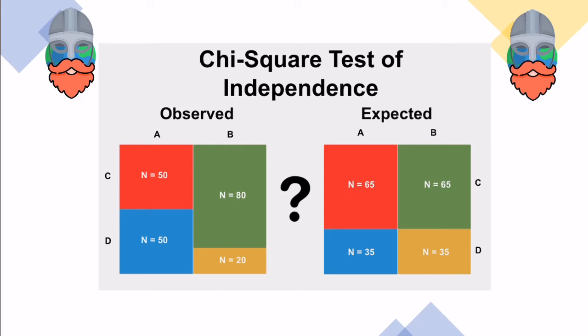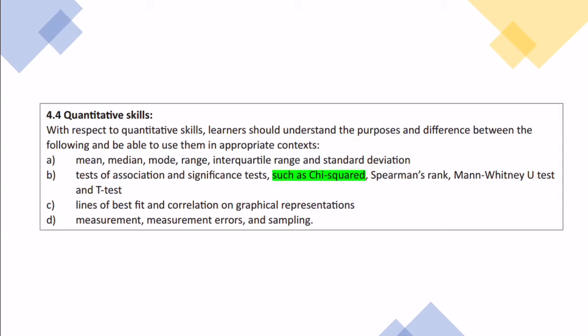In today's video, we're going to look at another stats test called chi-squared, and this is again something you can use in your NEA projects for A-level geography. It's on the OCR spec, as I have highlighted here, and it's also good for just learning significance testing.